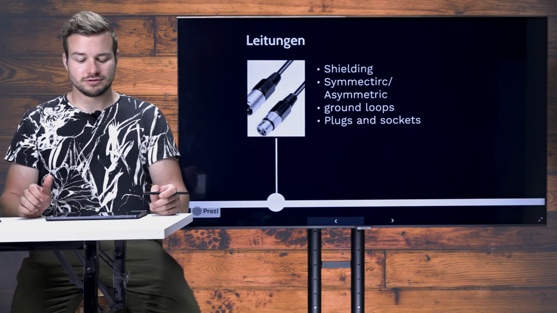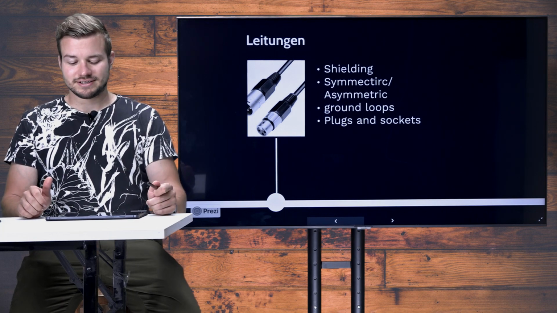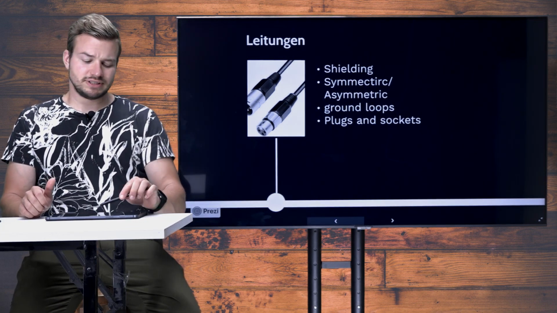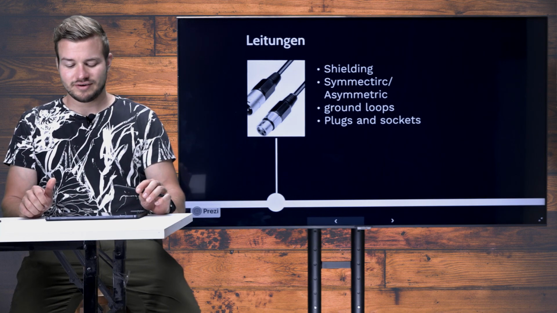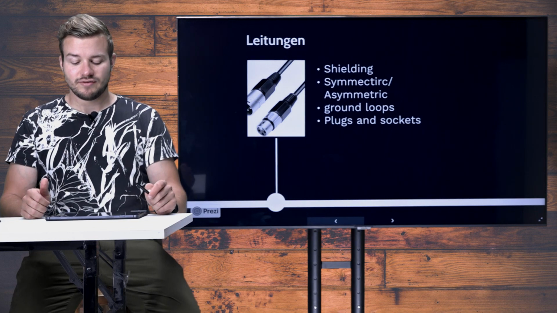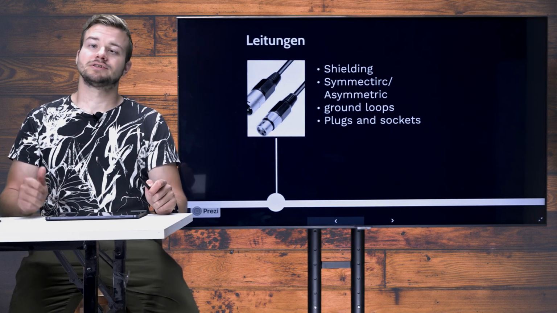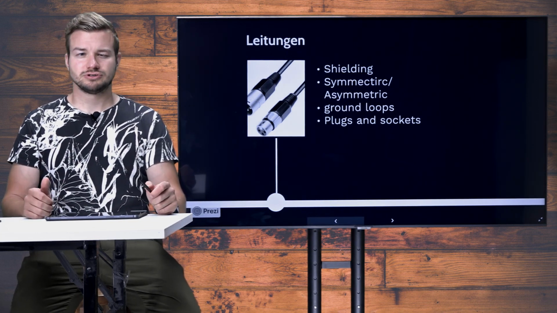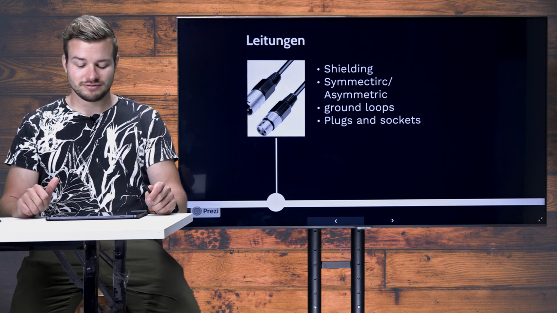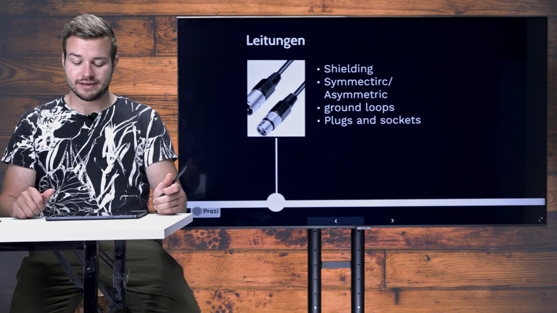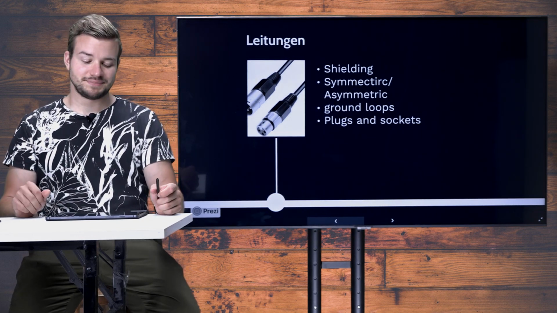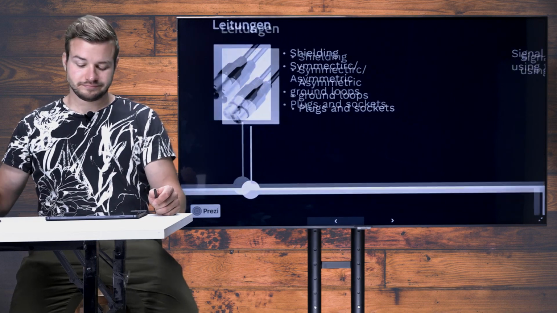So we also have to talk about these different wires that exist. There are shielded wires, and there is a difference between symmetric and asymmetric wires. We'll also talk about what a ground loop is. It occurs quite often, so it's also connected to how the wires are plugged. And we will also talk about different types of plugs and different types of sockets.